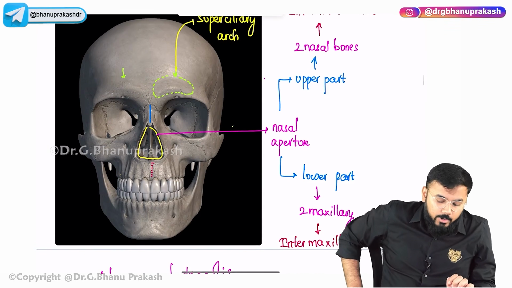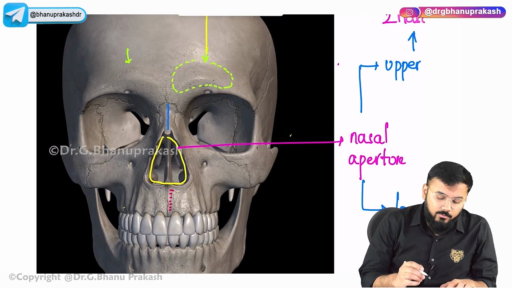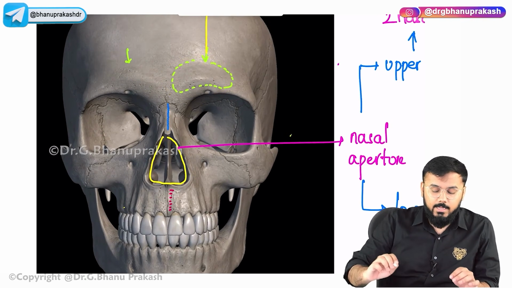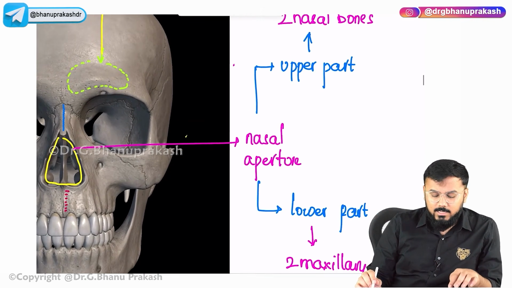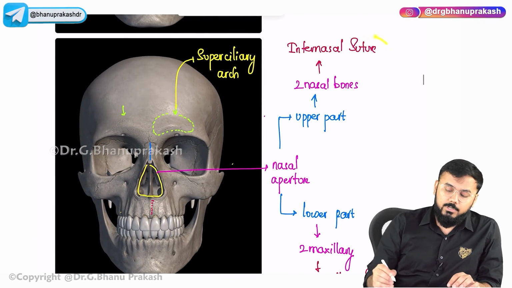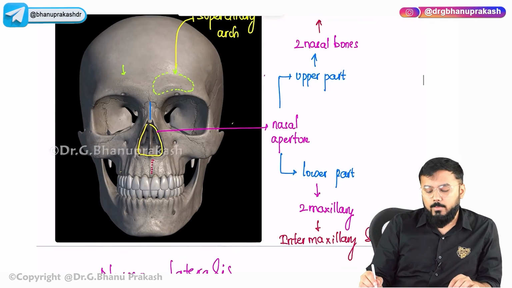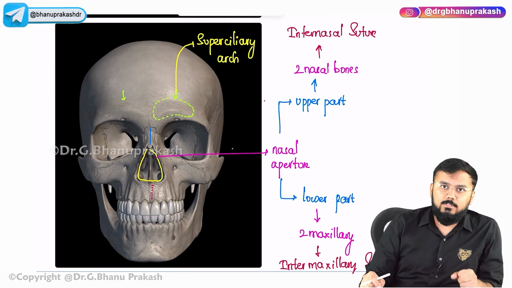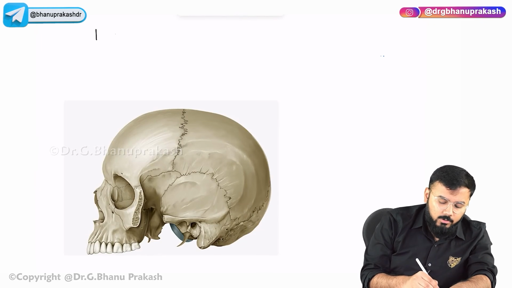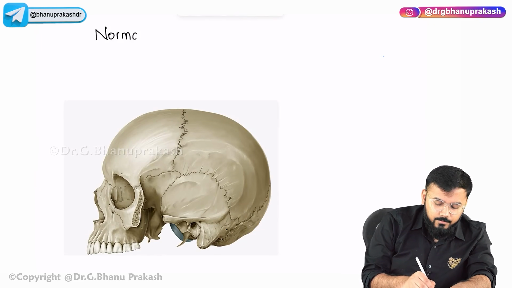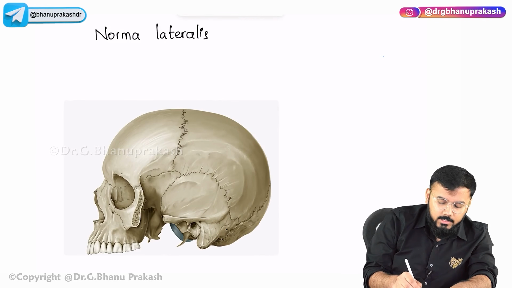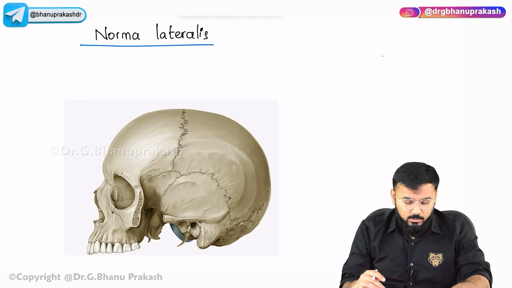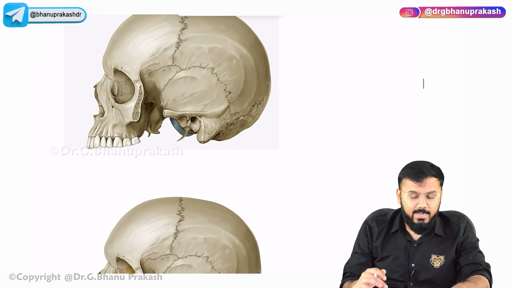Okay, next important thing is that here you have got a swelling called as superciliary arch, and these are the nasal apertures. Upper part of the nasal aperture is two nasal bones and the suture is internasal, and lower part is maxillary, with the intermaxillary suture. So this explains the norma frontalis. So now we shall be discussing about norma lateralis. Okay, so what are the important things which you can see from the lateral view?